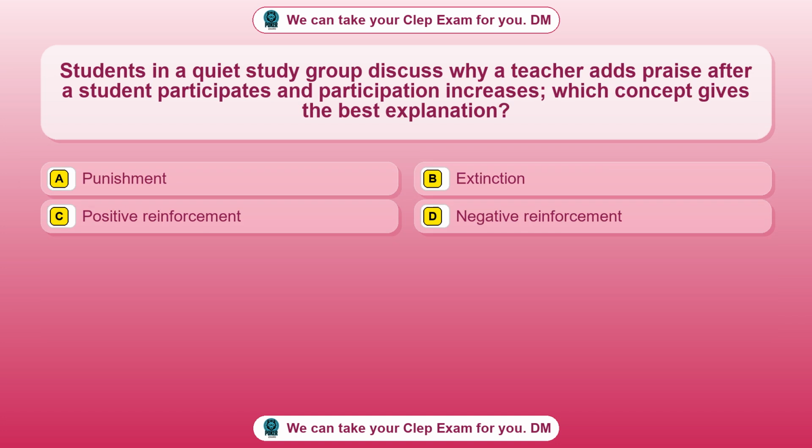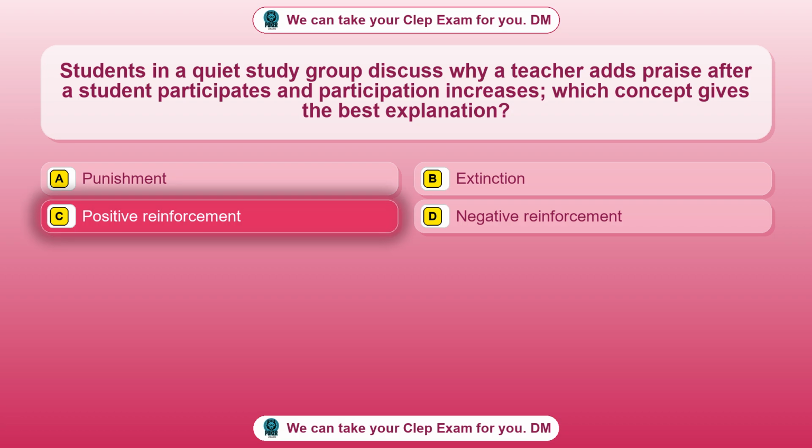Question 2. Students in a quiet study group discuss why a teacher adds praise after a student participates and participation increases. Which concept gives the best explanation? Option A, punishment. Option B, extinction. Option C, positive reinforcement. Option D, negative reinforcement. The correct answer is option C, positive reinforcement.